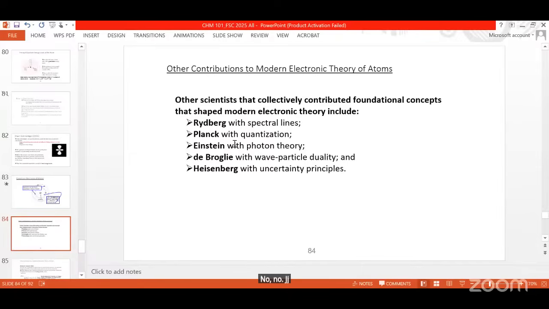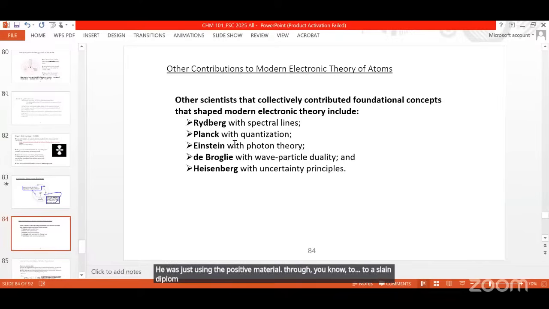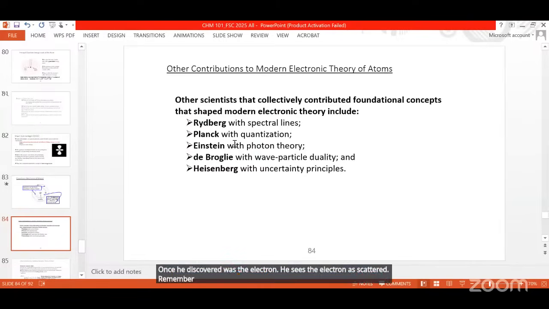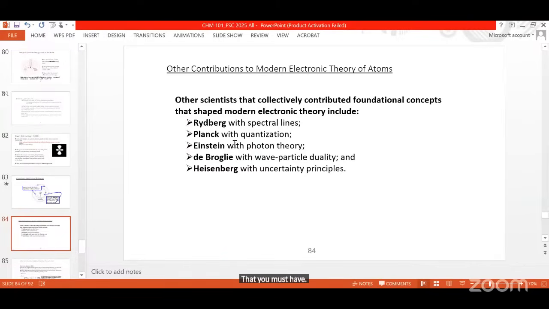J.J. Thompson did not call it proton. He was just using the positive material to explain the plum pudding model. What he discovered was the electron. He sees the electron as scattered. Remember, like we said, that you must have something to hold together. The atom must be stable. So he knows that for the atom to be stable, there must be something positive to hold the negative electron. So he did not discover the proton.